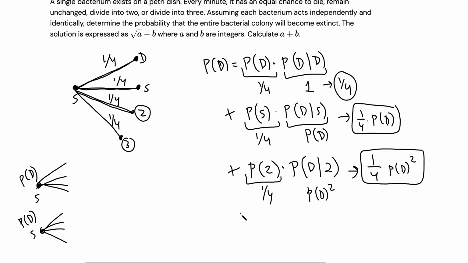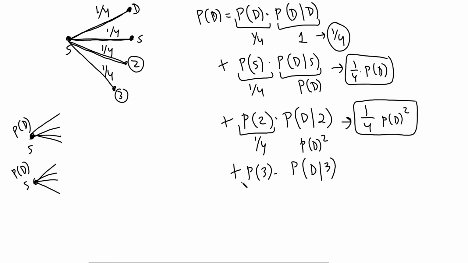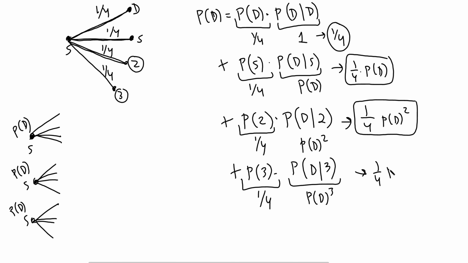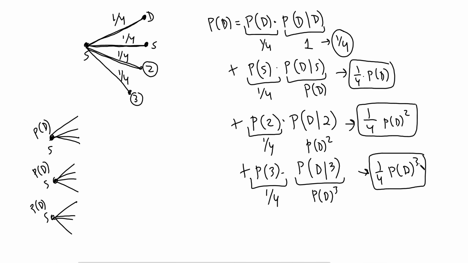Now by the same logic, except for 3 colonies, we have the probability of going down the 3 path times the probability that it dies given it went down this path. The probability of going down this path is simply 1/4. And this path is simply going to be 3 colonies starting at the start state, each with P of D chance to die. So that's P of D to the 3rd. With that, that's 1/4 P of D to the 3rd. So we sum all this up and we should get our answer.